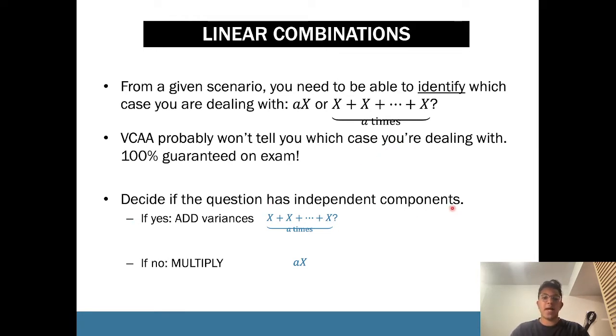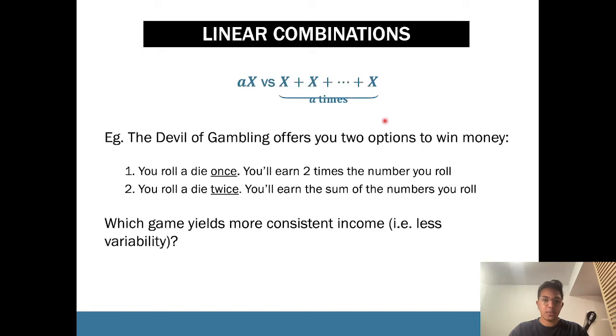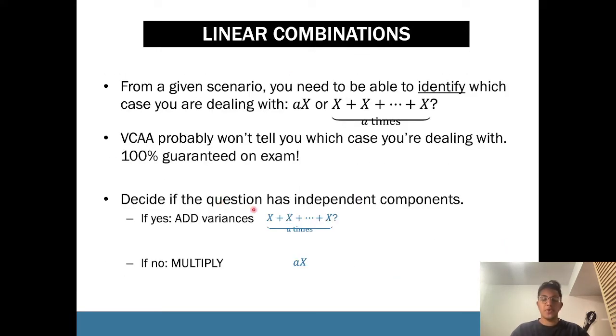But yeah, you need to decide if the question has independent components. If they are independent components, so for example with this one, you're doing 2 independent trials, right? You're rolling the die once and then you're rolling it again. That's 2 independent trials. If you have multiple independent components, then you're adding your variances like this. But if it doesn't have independent components and all the components are linked together, then you're doing this multiply sort of thing. Okay, cool. Hopefully that makes sense.